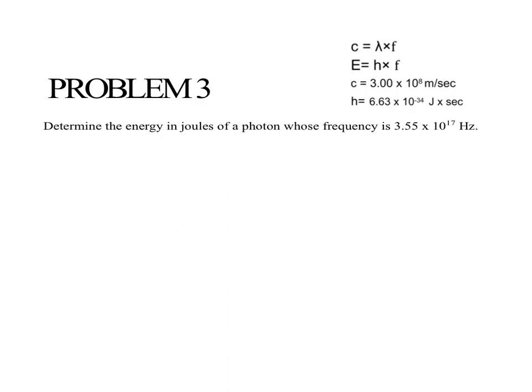All right, last example problem that we're going to have right here. Determine the energy in joules of a photon whose frequency is 3.55 times 10 to the 17 hertz. I want to know energy this time. It's a little bit different. Luckily, though, I have a formula right there that can solve for energy. Energy is equal to H times F, which means I need to know H. Well, I give you H, it's right there, times F, my frequency.